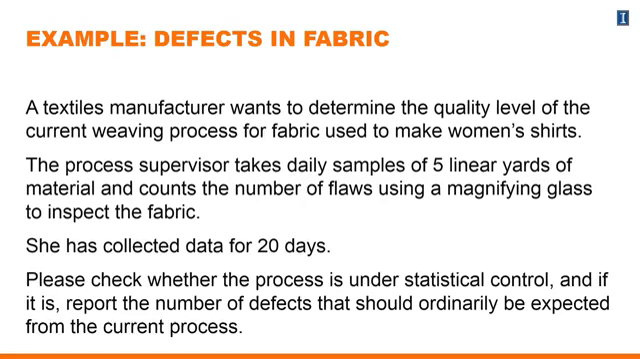Why is this important? It's because we are going to use what is known as the Poisson distribution as the underlying distribution for this kind of data. So the count data is coming from a Poisson distribution, and that has meaning in terms of computing the upper and lower control limits for this type of control chart. Moving on with the problem, 5 linear yards of data every day, collected for 20 days. So we'll have the number of defects over a 20-day period.